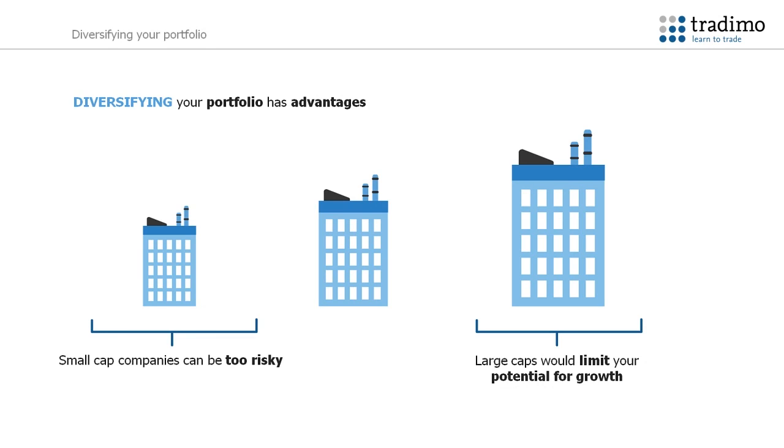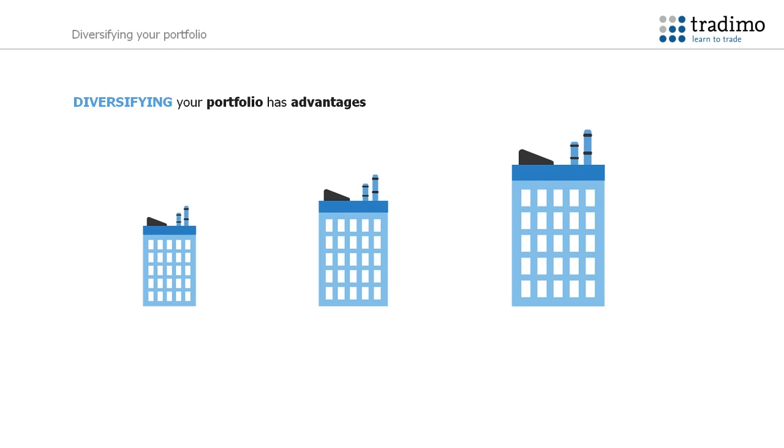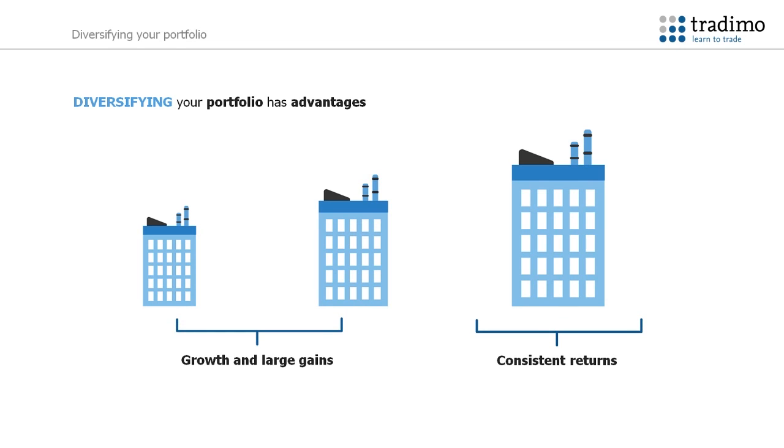As a precaution, you should never look to trade or invest in different shares in only one aspect of the market. As a well-balanced approach, one could look at having a portfolio of large companies that provide consistent returns, as well as a portfolio of mid and small cap company shares for growth and large gains.